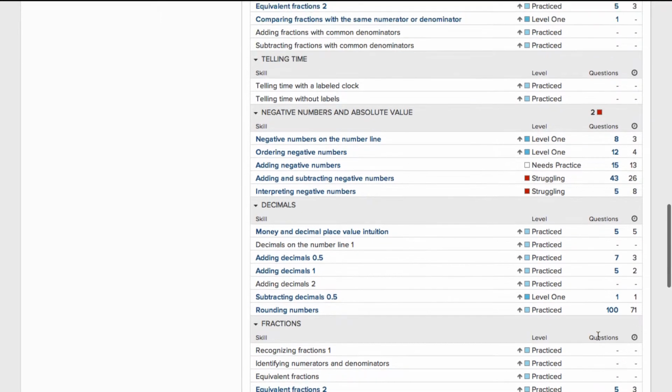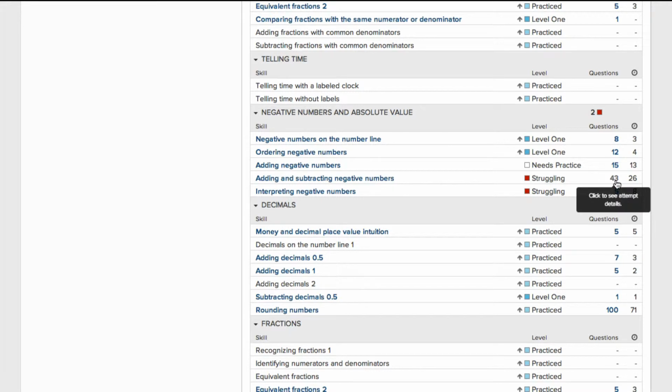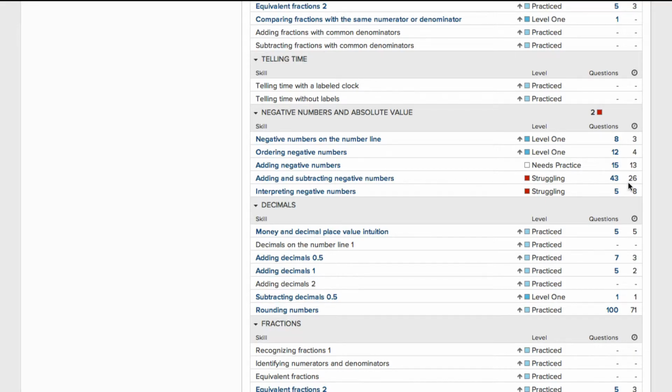So let's look at, for instance, adding and subtracting negative numbers. This is a skill that Glinda was struggling with. She tried 43 different questions, and she spent 26 minutes on that. And by struggling with that, all that means is that she never really got to 5 in a row. She spent 26 minutes looking at 43 questions and couldn't get 5 in a row correct. So Khan Academy considers that she was struggling with that. And this is, as a teacher, somewhere that I would want to intervene.